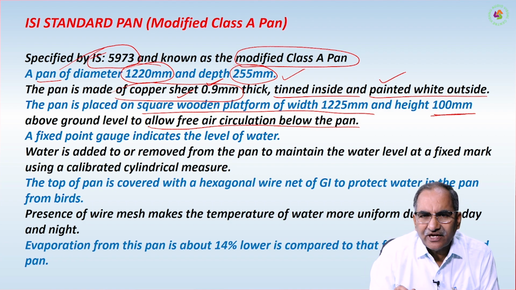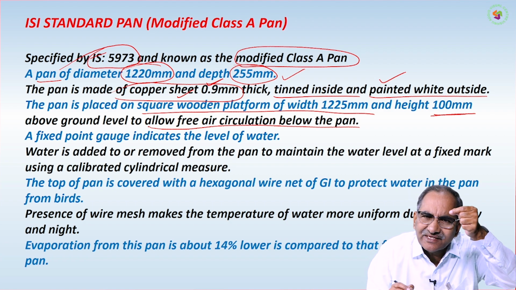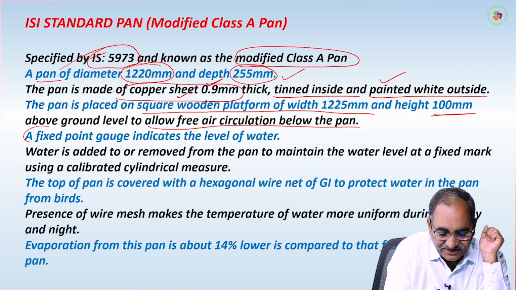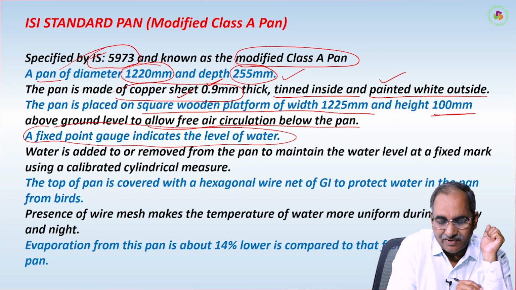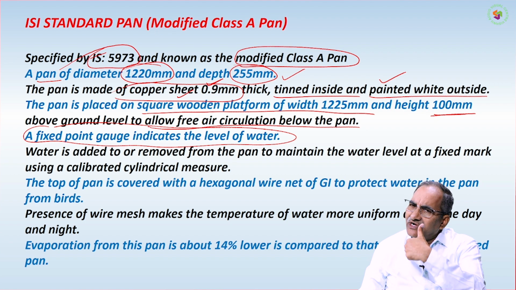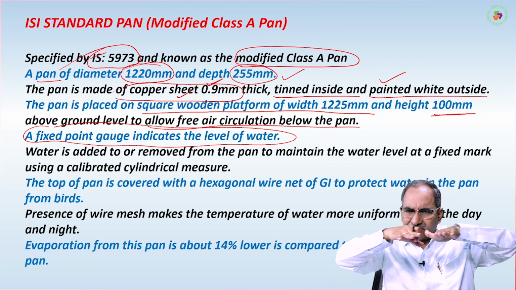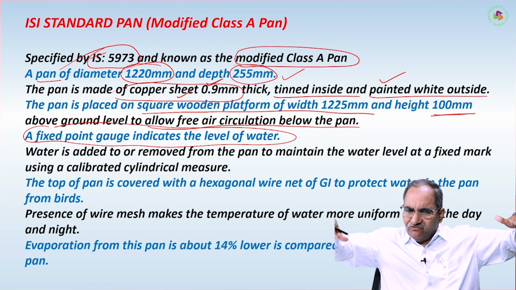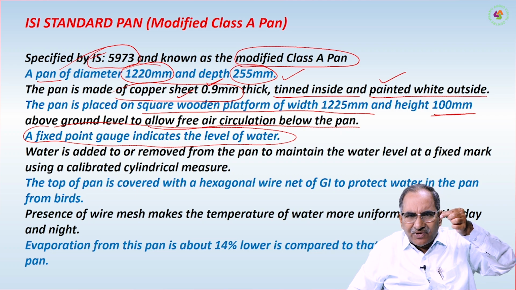Next, I will put a fixed point gauge in that particular vessel. What for? I already told the principle. We fill the water to some level so that we can measure the level.